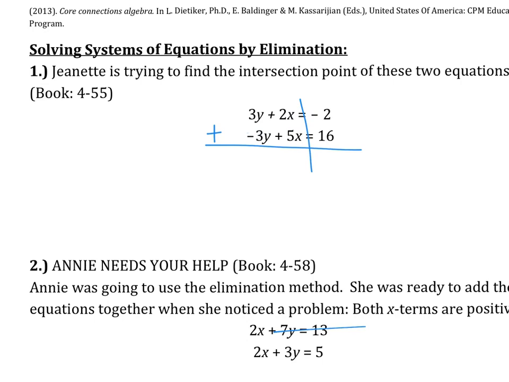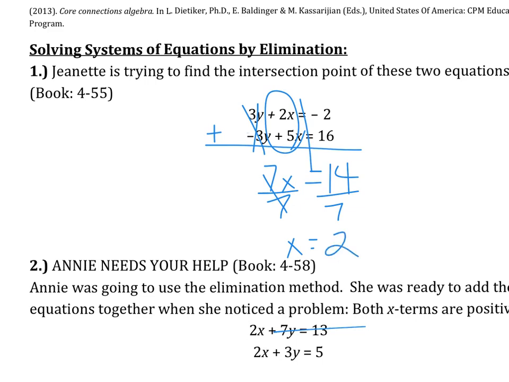When we add them together, our 3y's are going to eliminate, which is exactly what we wanted to happen. We're going to add up the x's, so 5x and 2x make 7x. Bring down our equal sign, and negative 2 plus 16 will give us 14. So we can now divide both sides by 7 to get x equals 2.